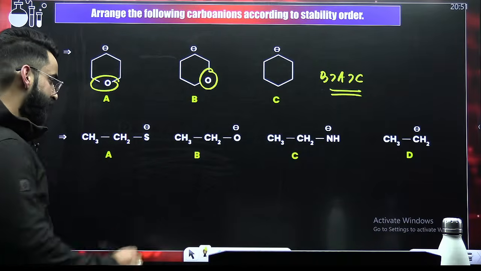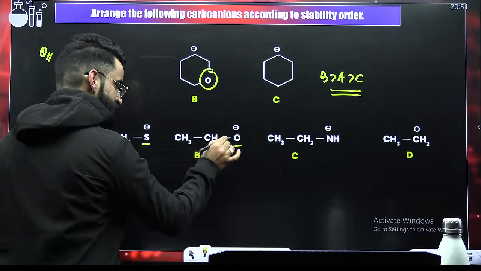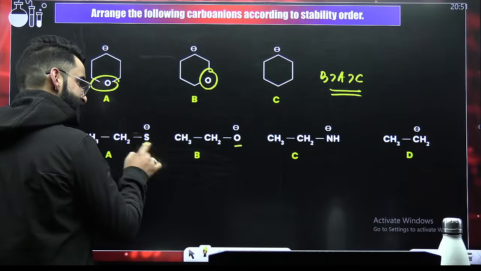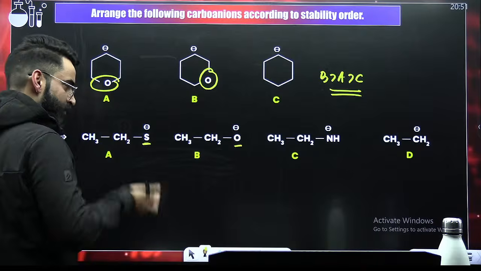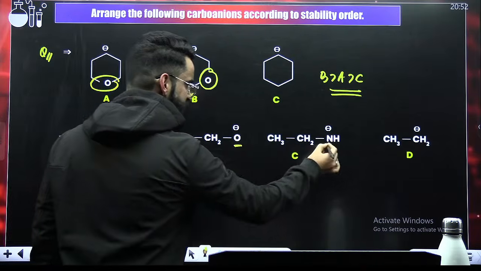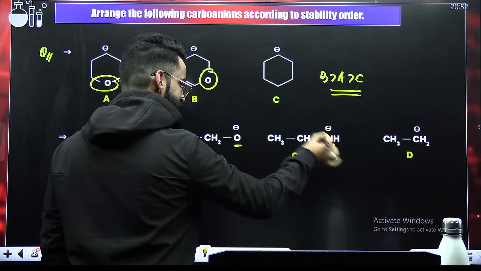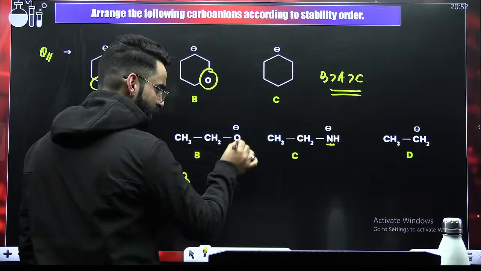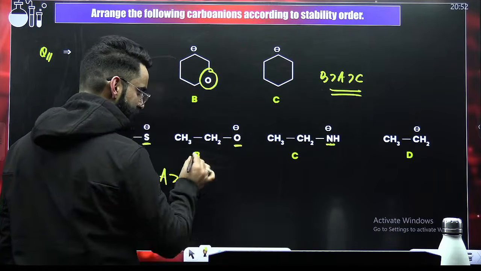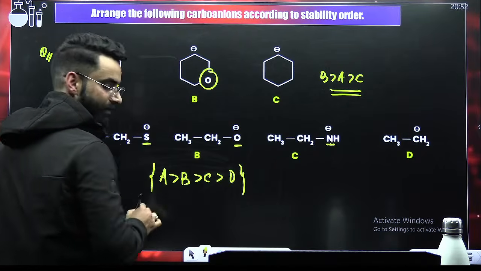Talk about this one. Sulfur carrying negative, oxygen carrying negative. First of all, compare these two. Sulfur and oxygen belong to the same group. In the group, VCD plays a role. Sulfur has got more size, more the size, lesser the VCD. Lesser the VCD, more the stability. So A is more stable than B. Now, oxygen and nitrogen belong to the same period. In the period, electronegativity dominates. Oxygen is more electronegative, and negative charge is more stable on the more electronegative atom. So B will be more stable than C. Similarly, C will be more stable than D. ABCD is the order.